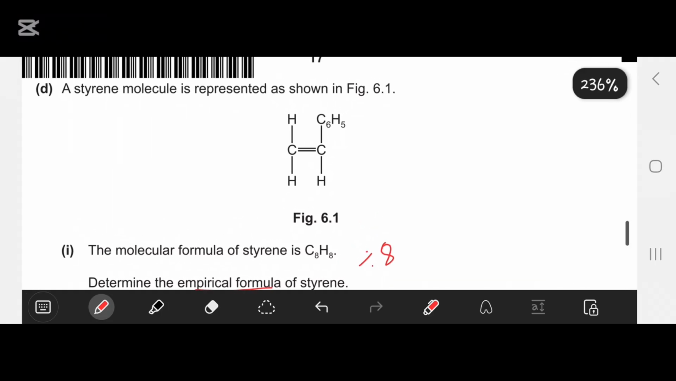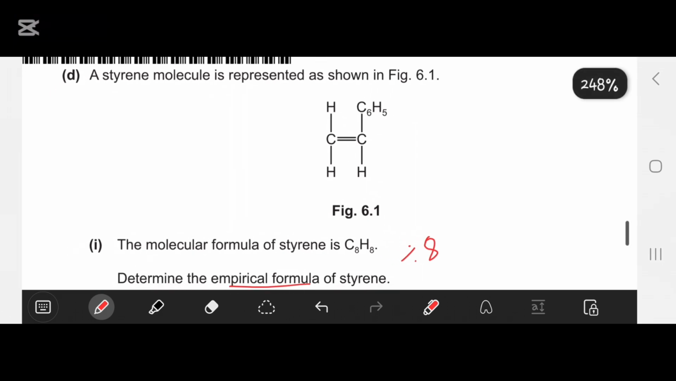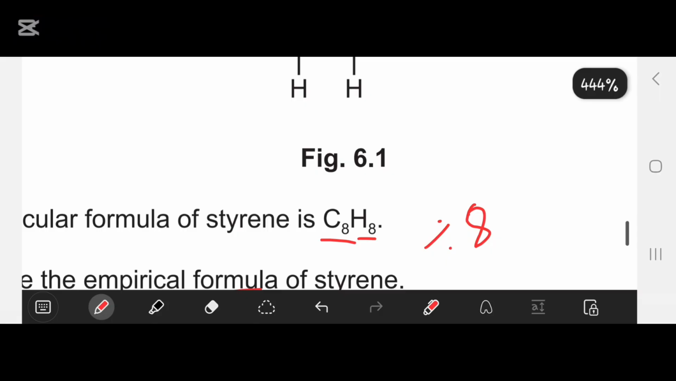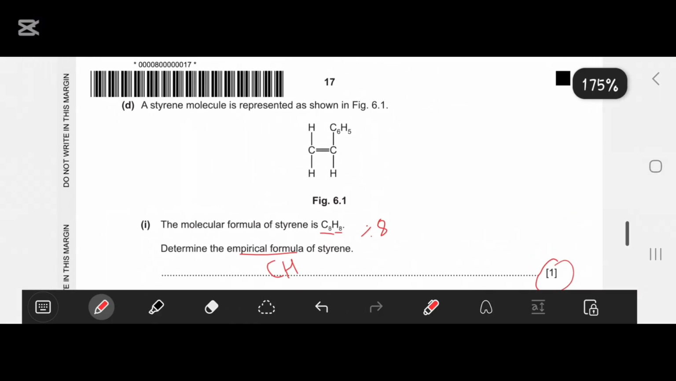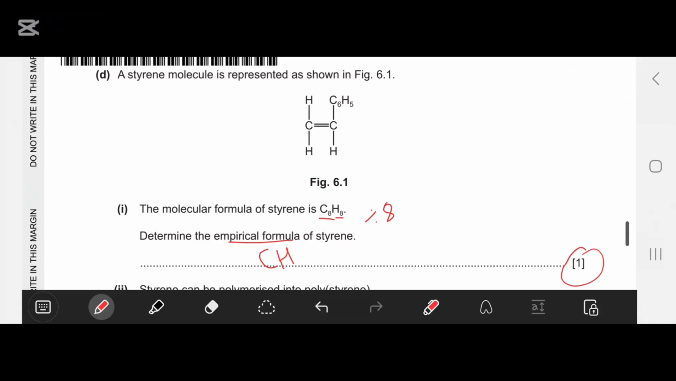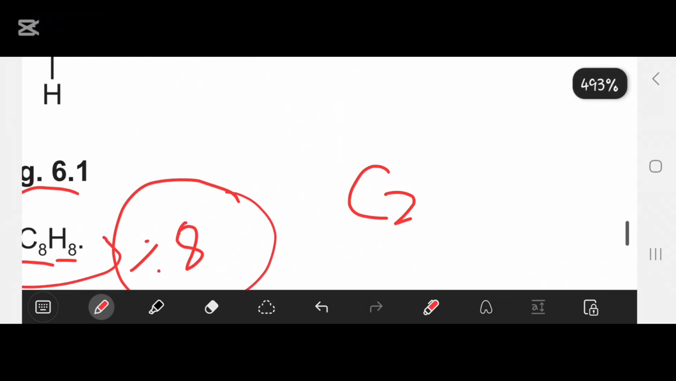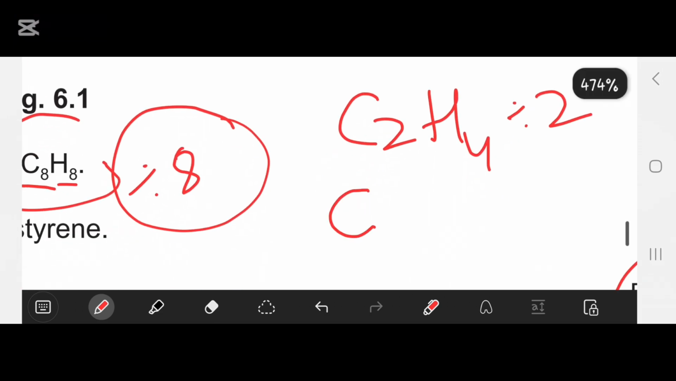Let's go down. Here we have the molecular formula of styrene. Okay, we have a styrene molecule, never seen it before. Determine the empirical formula of styrene. C8H8. This question is 1 mark. If it's 1 mark, we could say easily that the question only requires dividing. C8H8, it's obvious that we will divide by 8 to give us the simplest ratio of styrene. For example, if it gave C2H4, we would only divide by 2 to give us CH2.